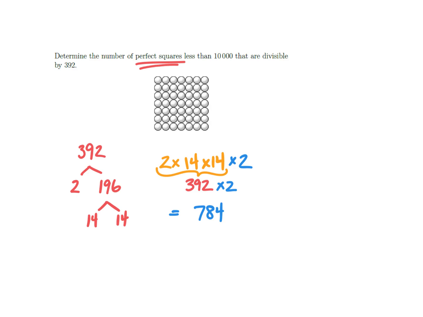If we care enough, we can see it's 28 times 28. That's not needed for the problem, though. But it is important for me to know that it is a perfect square. It's also important for me to know that it is divisible by 392. It goes in twice.